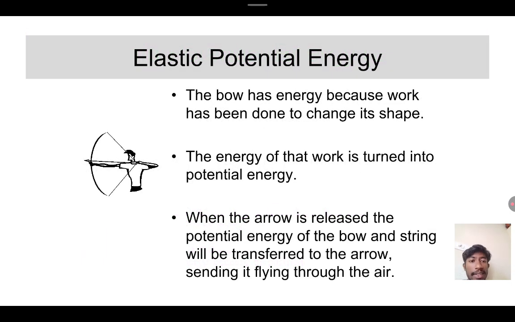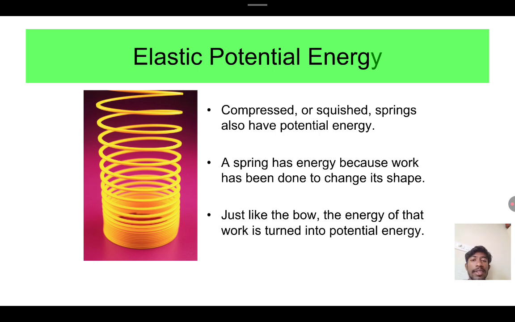The bow has energy because work has been done to change its shape. The energy of that work is turned into potential energy. When the arrow is released, the potential energy of the bow and string is transferred to the arrow, sending it flying through the air. Elastic potential energy also applies to a compressed or squeezed spring. A spring has energy because work has been done to change its shape. Just like the bow, the energy of that work is turned into potential energy.